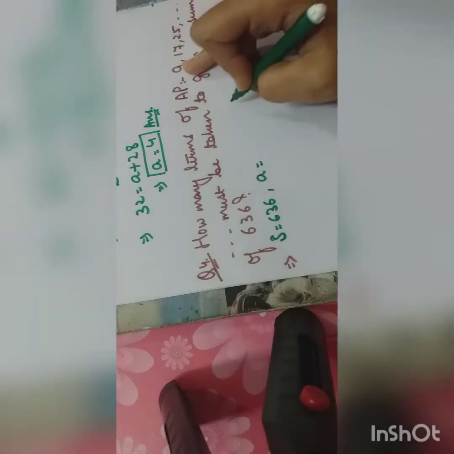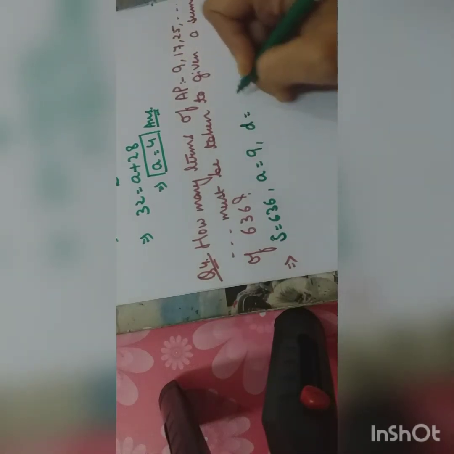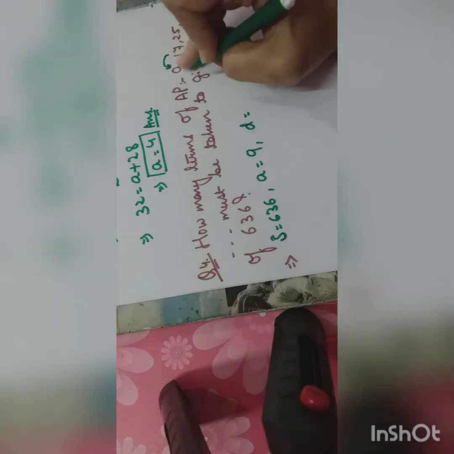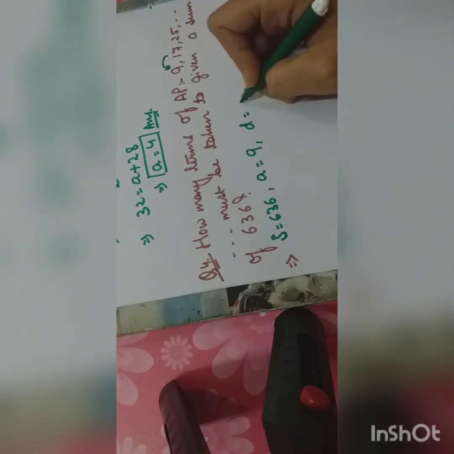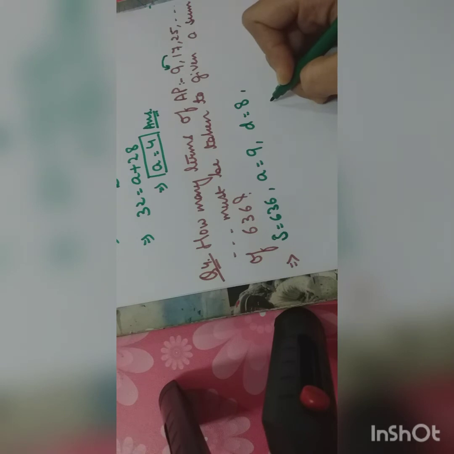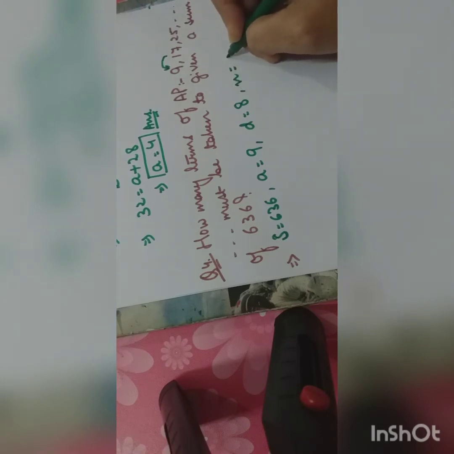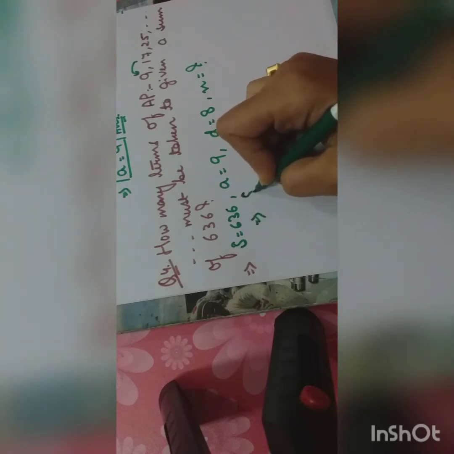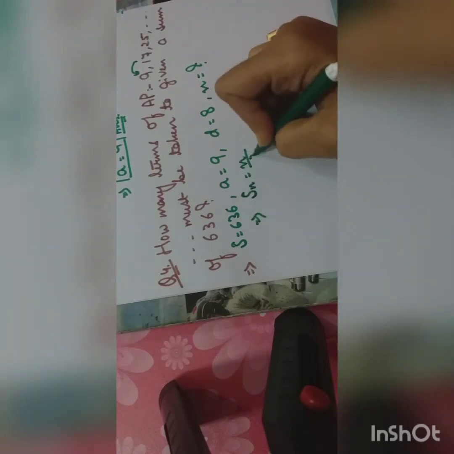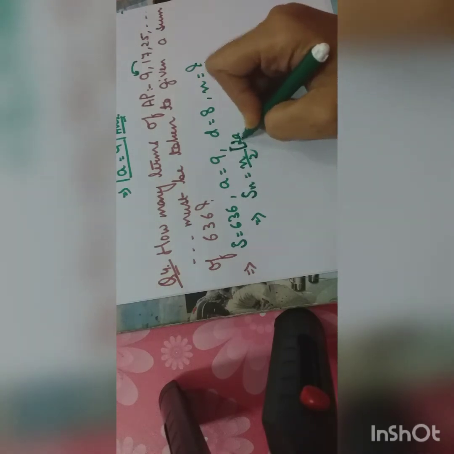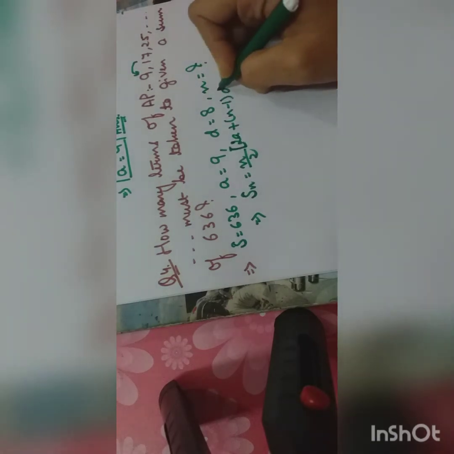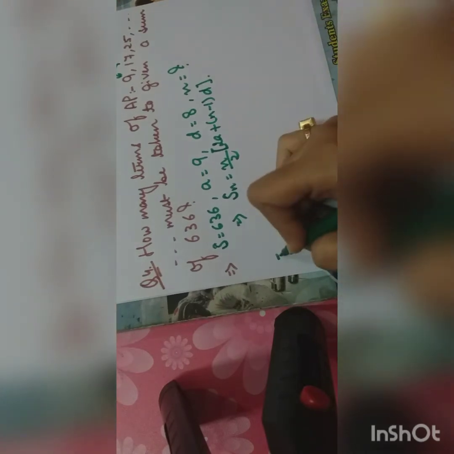Okay, the first term of the AP is known to me, that is 9. Common difference I can easily get by subtracting the first term from the second term. So 17 minus 9 will be what? 8. And the question is asking me to find the value of n, that is how many terms of this AP series I have to take so that I can get the sum as 636. So again we have to use the sum formula of AP, that is Sn equals n by 2 into (2A plus (n minus 1) into D). So the sum is given to me, that is 636 equals to n, which I have to find out.